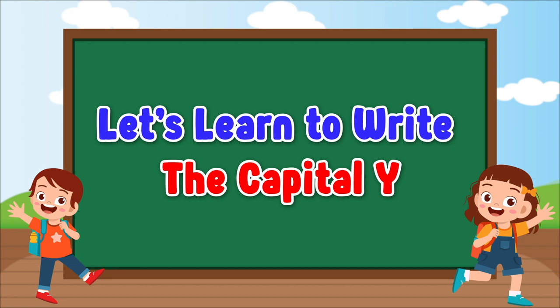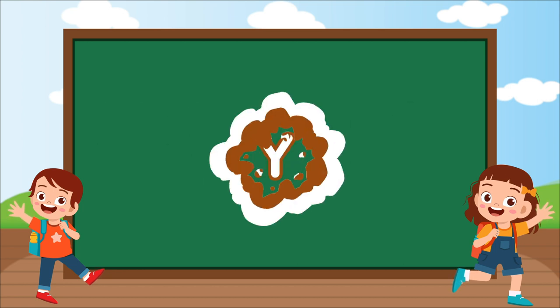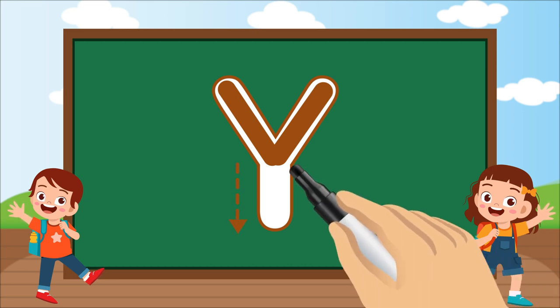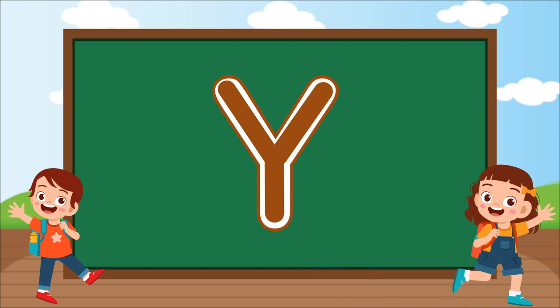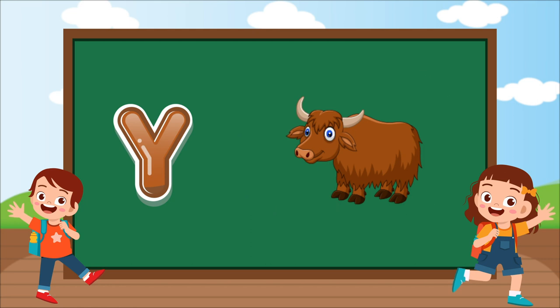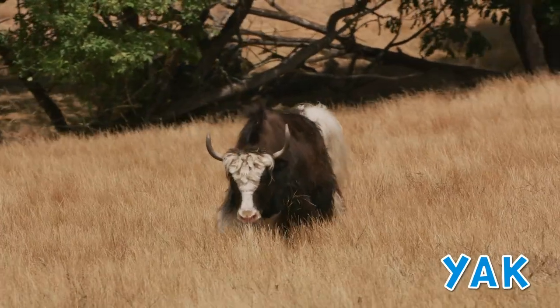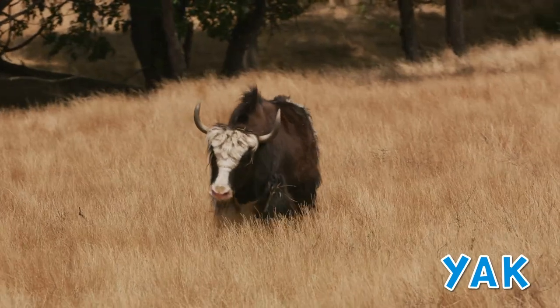Let's learn to write the capital Y. First, we will draw a right slanting line downward. Then again, we will go to the top and draw a left slanting line downward. Now, draw a standing line. Y is for yak. Yak.